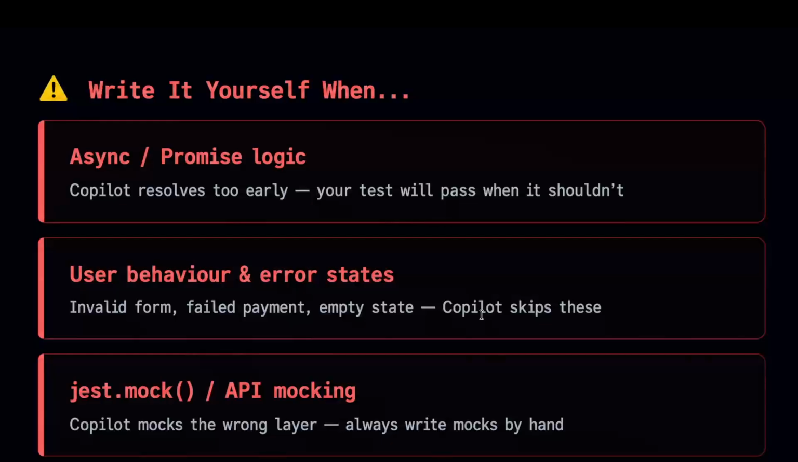So the third one is mocking. If your test requires mocking a third party API or a database call, Copilot's mock setup is often wrong. It will call jest.mock incorrectly or mock the wrong layer. So write those test cases every time by yourself.